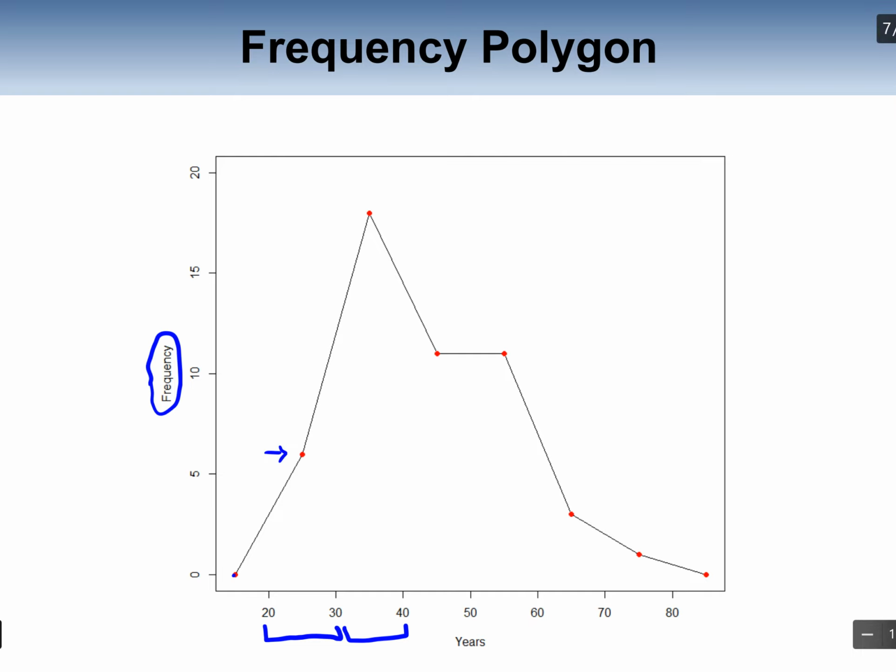So what you do is you find that point in the middle of this interval. The midpoint is 25. The midpoint between 30 and 40 is 35. And so you put the points at those midpoints. The next one is going to be 18. That's this point here. The next one is 11 and 11. That's these two. And again, they're right at the midpoint of those class intervals.